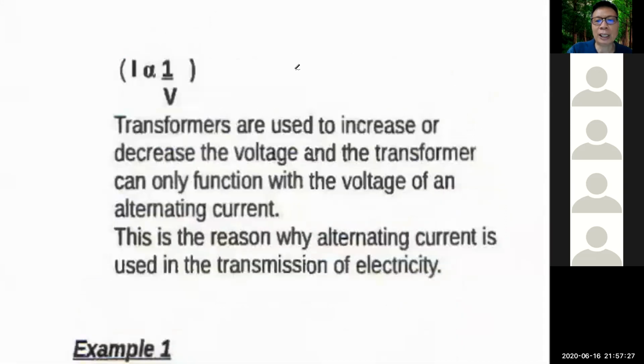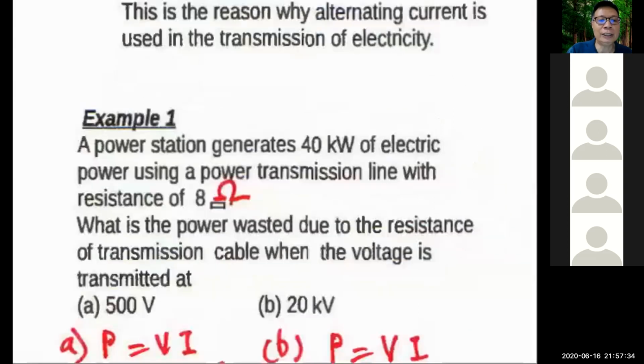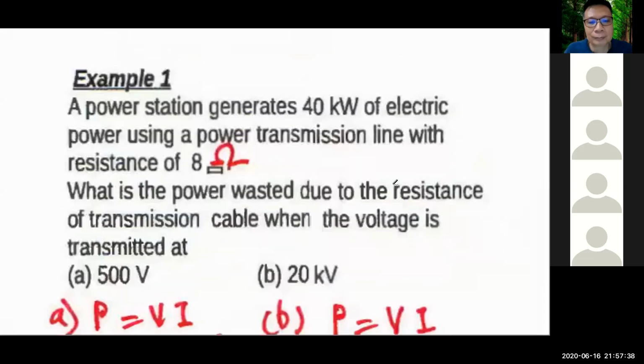Okay, so this one is finished. So you know already. Now you look at one question. At least you have to learn to answer one question, only then you can stop. Look at this question. A power station generates 40 kilowatt of electric power using a power transmission line with a resistance of 8 ohm. This is 8 ohm.